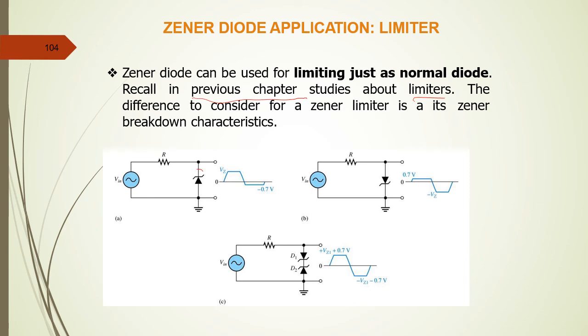Okay, we have this configuration pointing upwards. We have this configuration pointing downwards. We can also have one pointing downwards and one pointing upwards. So it can limit current, it can limit voltage, and it can be used to clip away a portion of the waveform, similar to the clipper as before.